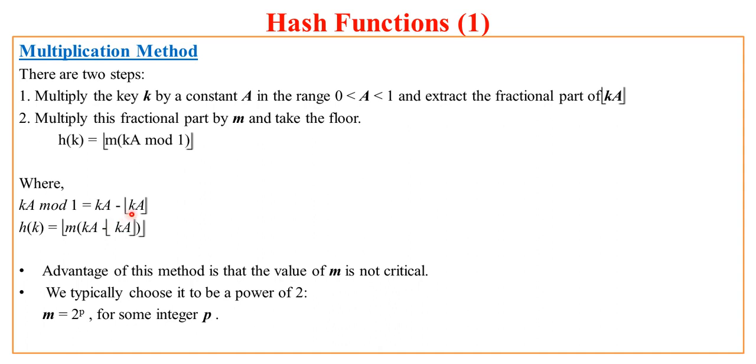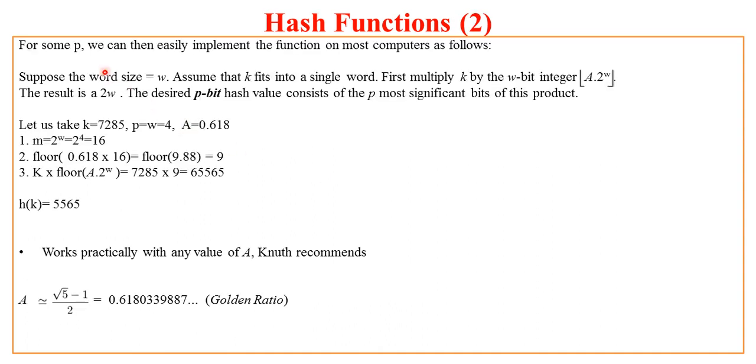Now what is the floor of ka? The floor of k into a is the largest integer smaller than whatever result comes after this multiplication. The advantage here is that m is not critical, and typically we can choose m to be a power of 2, say 2 raised to power p, where p is some integer value. We can easily implement the function in most computers using the following method.